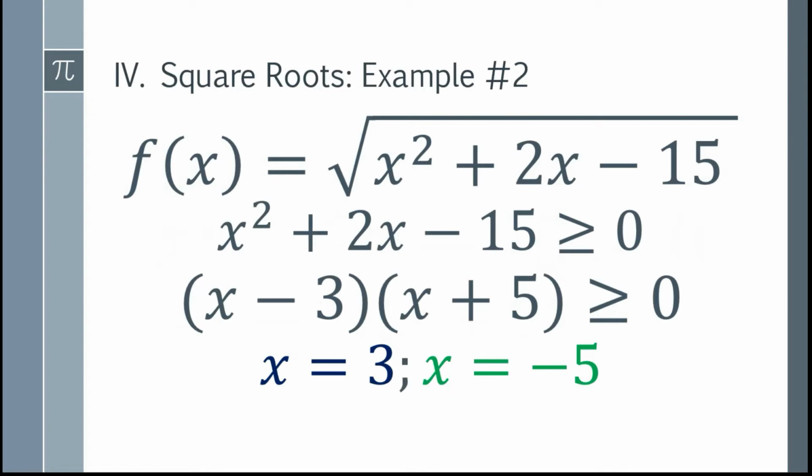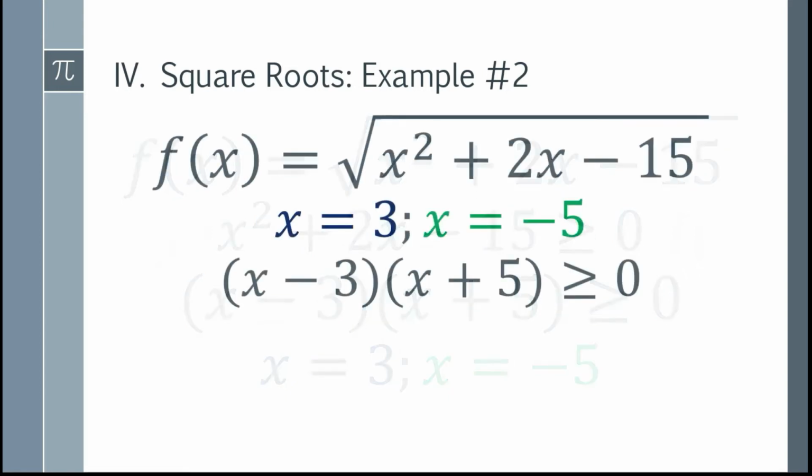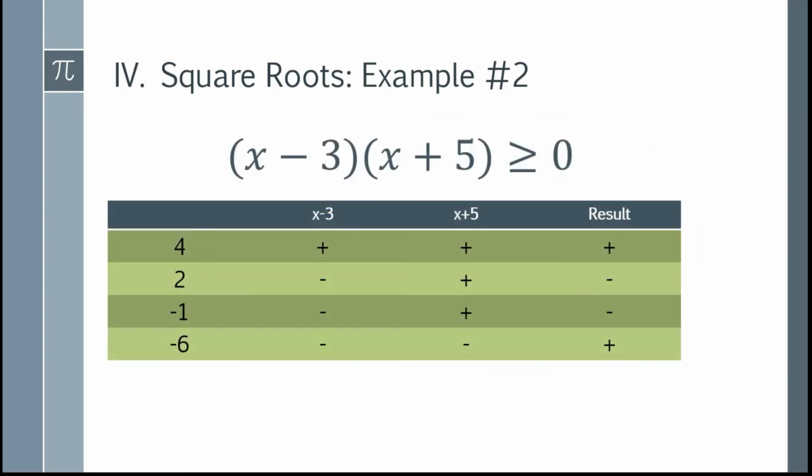Now, how are we going to find the domain for this one? You have to construct a table of values. Let's have a test number first. Let's have 4, which is greater than 3. So x minus 3: if I put in 4, 4 minus 3 is 1, which is positive. For x plus 5, 4 plus 5 is 9, positive also. Positive times positive is positive.